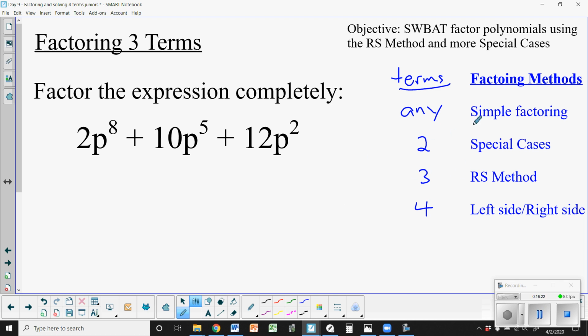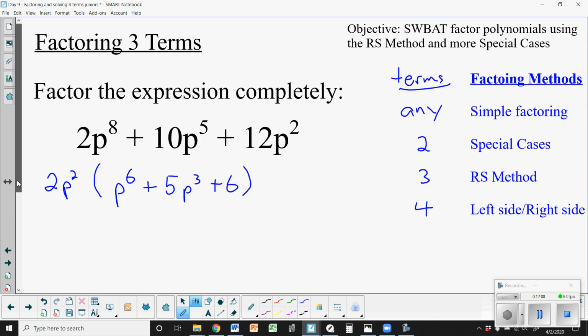But that's not our first step. Remember, our first step is always a simple factor. So what can we divide all these by? That's right, we can divide them all by a 2. So 2 divides 2, 10, and 12. But also, can we divide by the variable? We always divide by the lowest power, so p squared is what we can divide all these by. So we can actually factor out a 2p squared. And then what are we left with? We're left with p to the 6th power plus 5p to the 3rd, and then 12 divided by 2 is 6, so plus 6. And then there's no p's left.